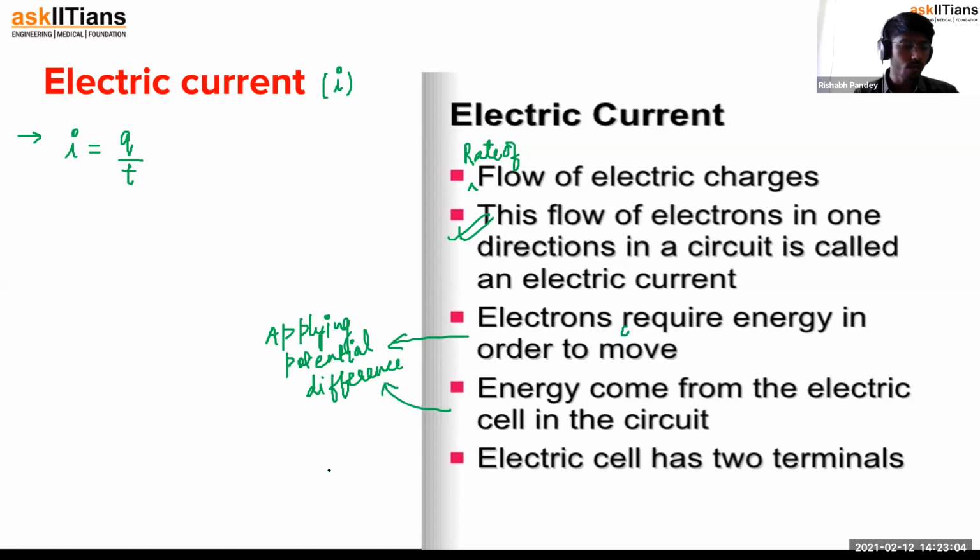In general uses at home, when we purchase electric cells, they are written 1.5 volt. 1.5 volt basically tells you the potential difference that can be applied by that particular cell. The cell has two terminals, symbolized like this. The larger one is the positive terminal, and the smaller one is the negative terminal. These are the two terminals.